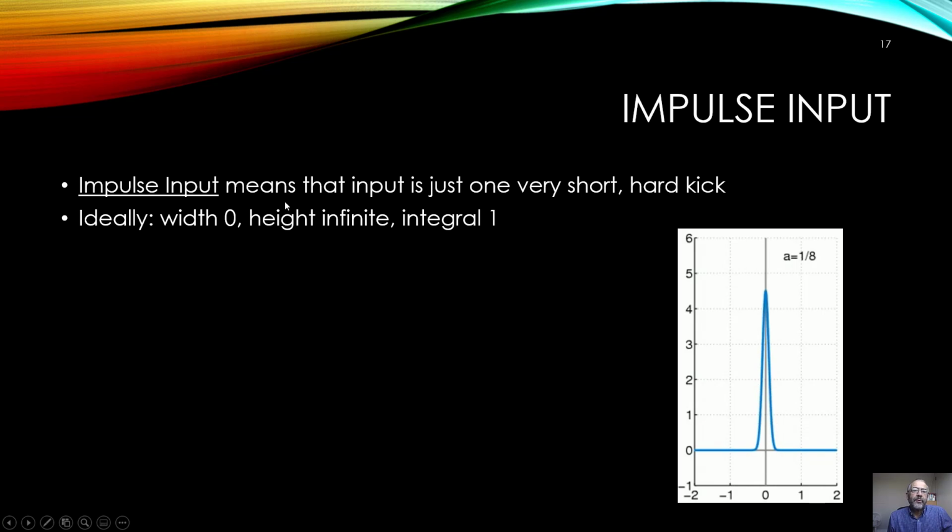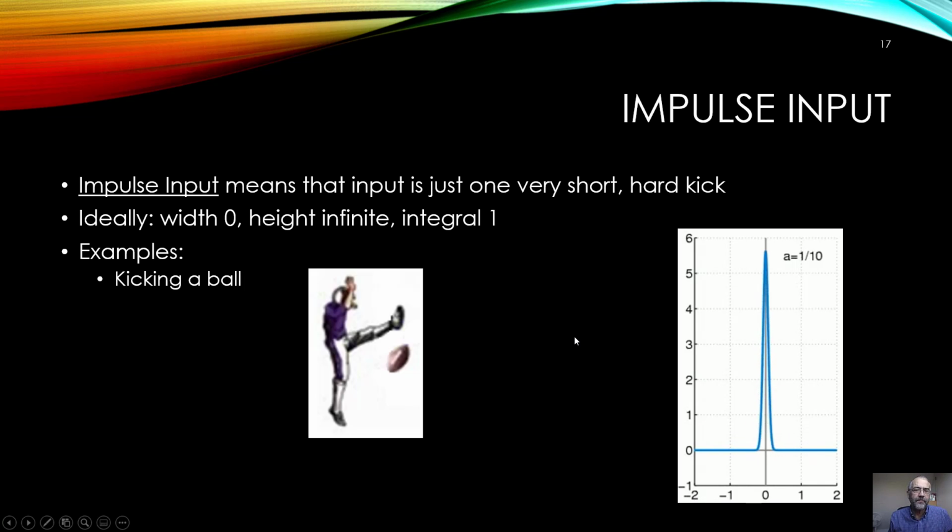What about the input? Impulse input means that the input is just one very short and hard kick. In the ideal case, it has a width of 0 and a height of infinite, and the integral 1, as I said. In practice, it's always a very short and high pulse, and the width is never 0. That's impossible. But we still call it an impulse if it's a very narrow and high peak, and it's a unit impulse if the integral is 1. So the area below the graph, if it's 1, then we call it a unit impulse.